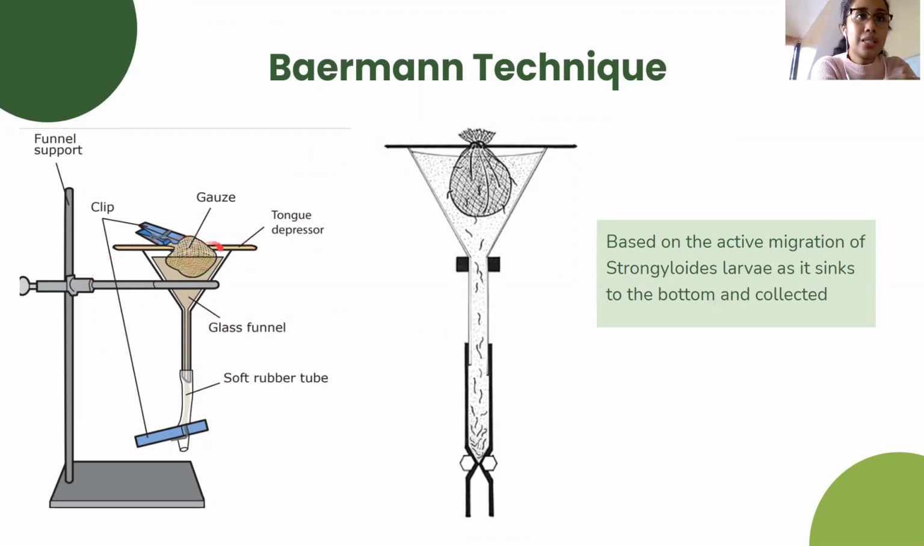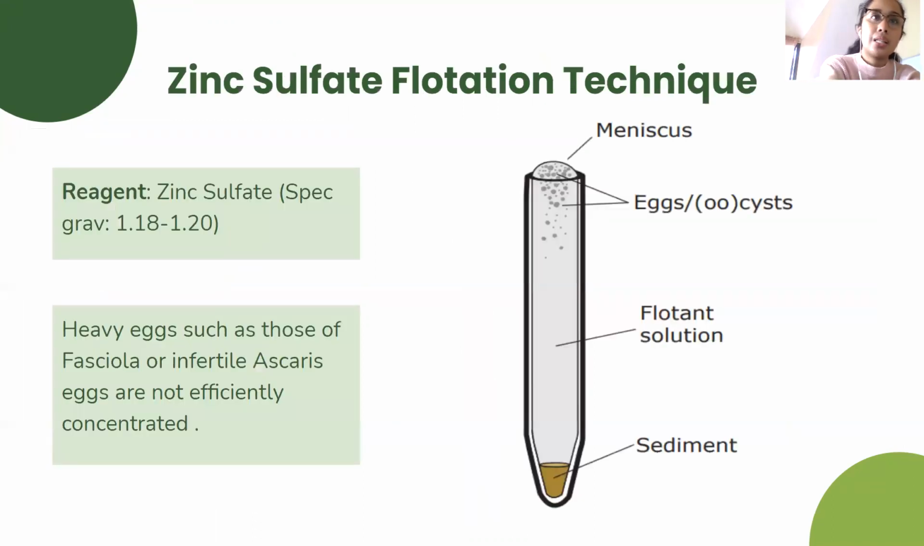Yan. So class, this is your gauze. So inside it are fecal samples. So you will tie it to a stick or to dito tongue depressor, and what happens is your larvae, since they are actively migrating, they want to go at the bottom. Yan. So strongyloides usually ang Berman technique. Yan. So nasa flotation na tayo, class.